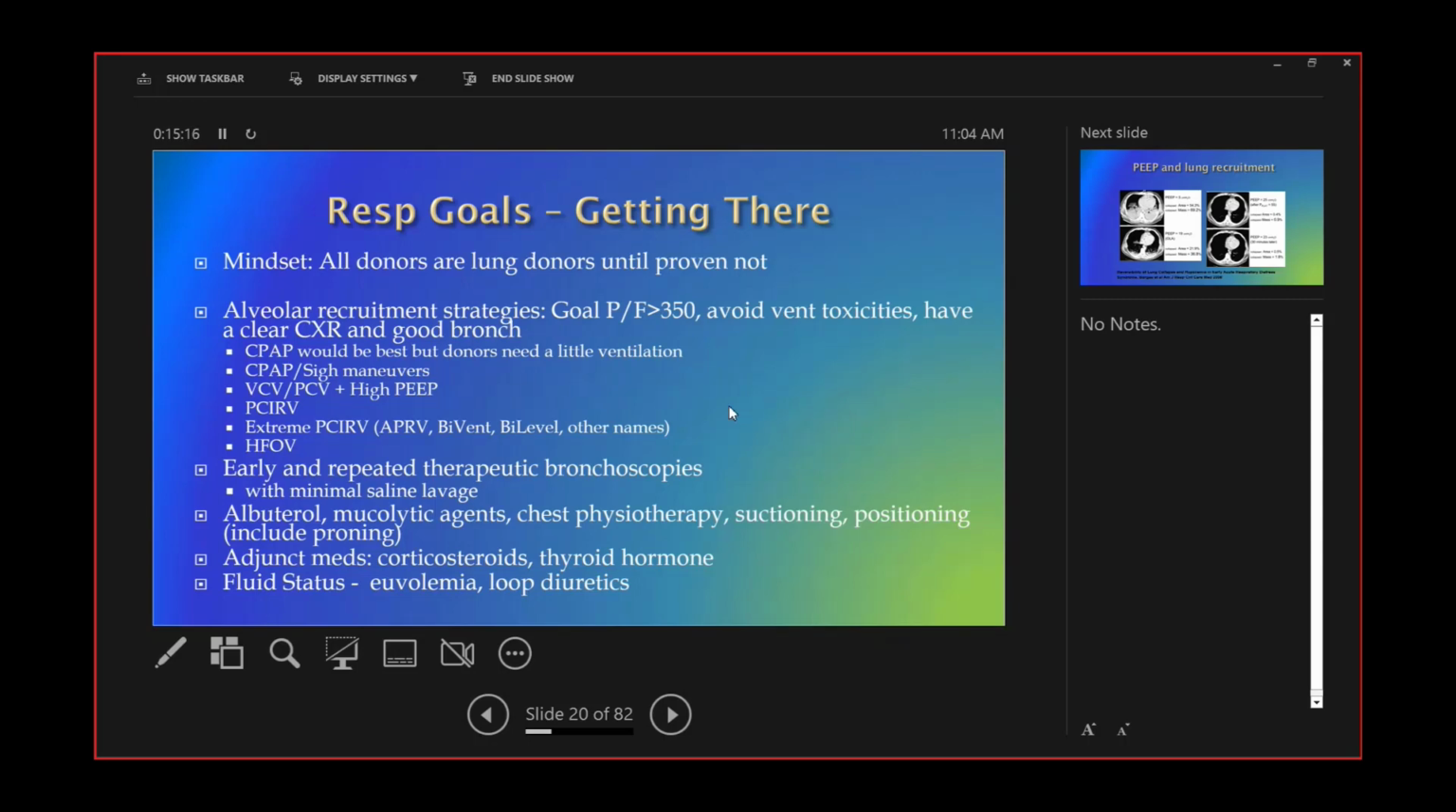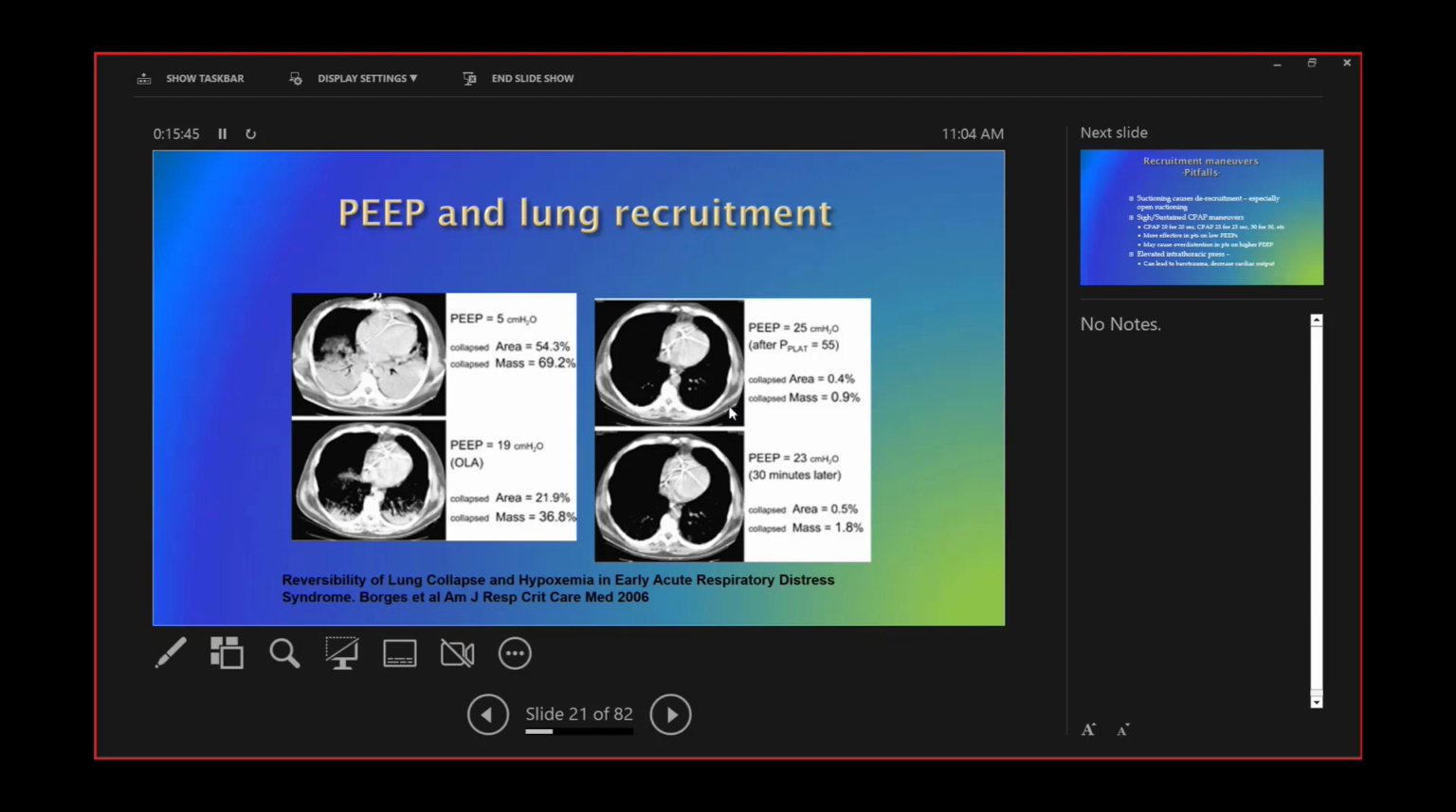And then we can use some adjuncts like corticosteroids. I have thyroid hormone listed here. Maybe, maybe not. The study's being done and the results are coming out. We'll see. And then fluid status, you want them to be at least euvolemic. You certainly don't want them to be volume overloaded. They may end up being temporarily volume overloaded because of the lack of vascular integrity and a few other things. So they're going to be third spaced a little bit, but we want to just keep an eye on them. We want to make sure we're using diuretics, and loop diuretics are very common.